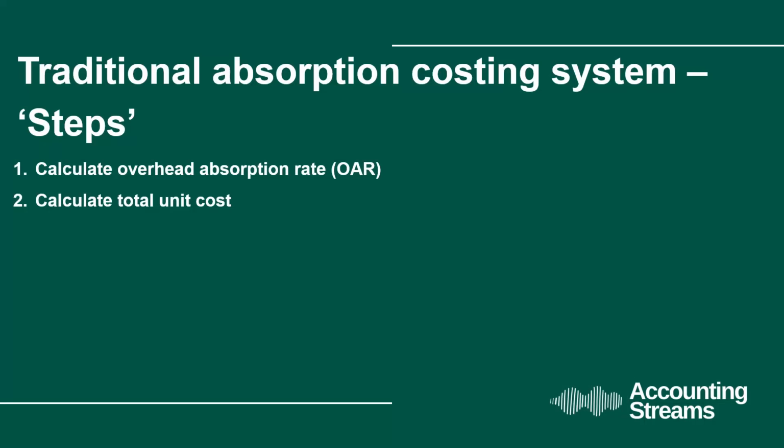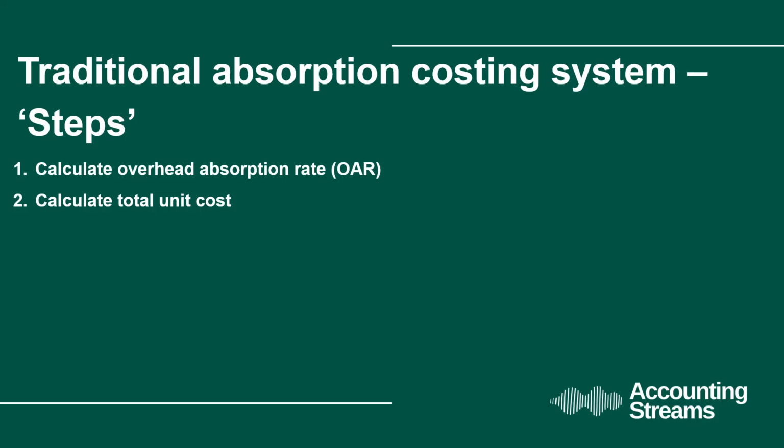Now just to remind you of the steps involved in calculating the total unit cost under the traditional absorption costing system. We normally would calculate the overhead absorption rate, which helps us to allocate the production overhead cost to the cost objects, in this case the pocket sprung mattress and the foam mattress. Once we've worked that out, we can then calculate our total unit cost.